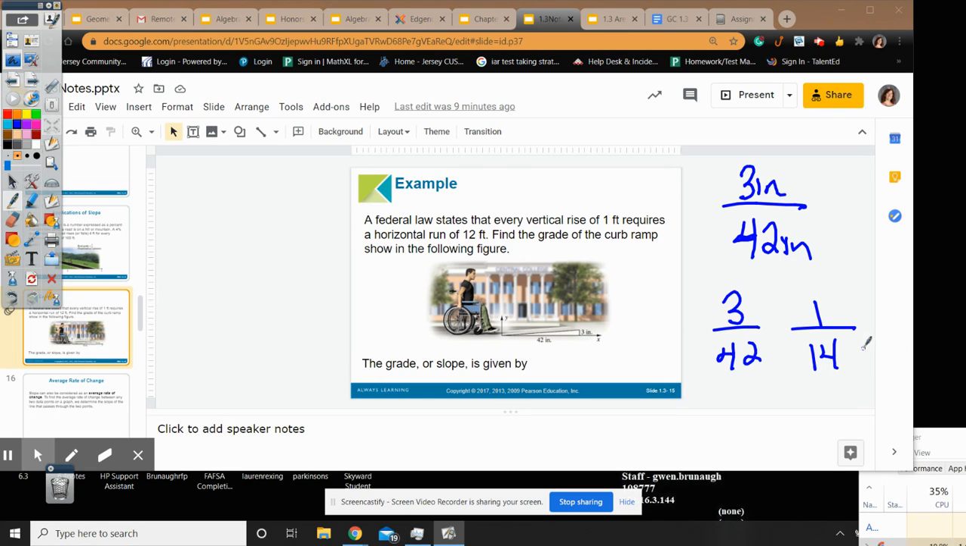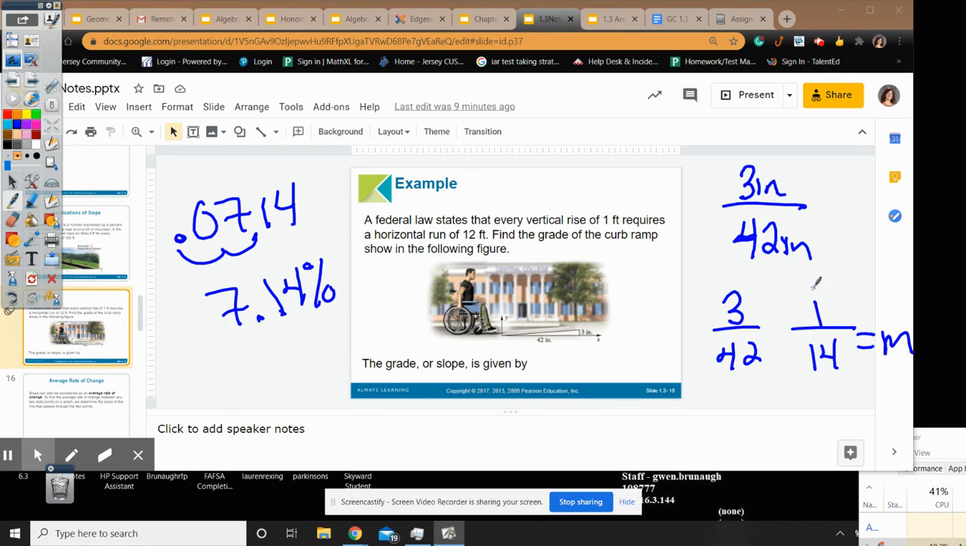If you wanted to change that to a percentage, you could take 1 divided by 14, which is 0.0714, move the decimal, and you're looking at like a 7.14%. But I think that the fraction is going to be good enough.